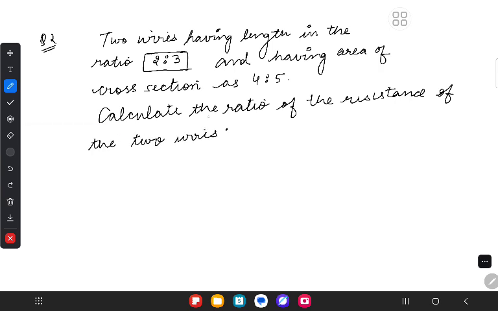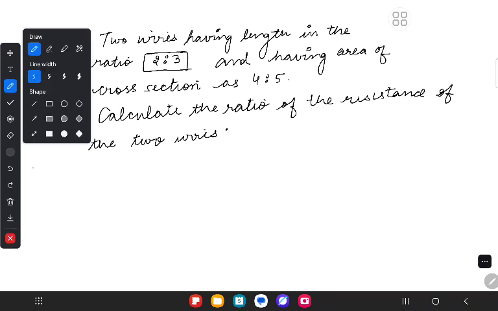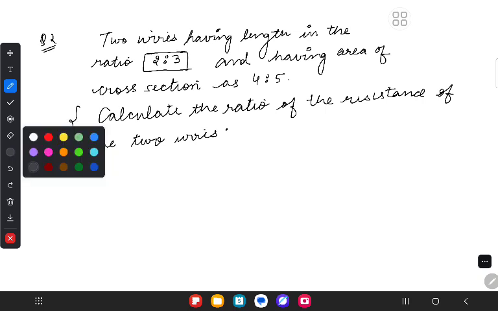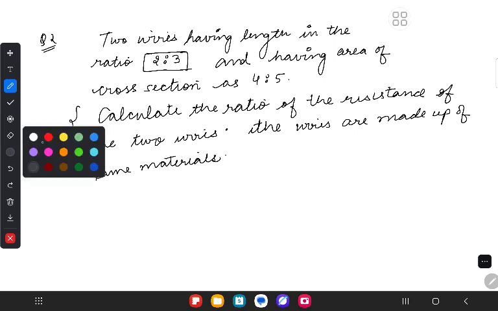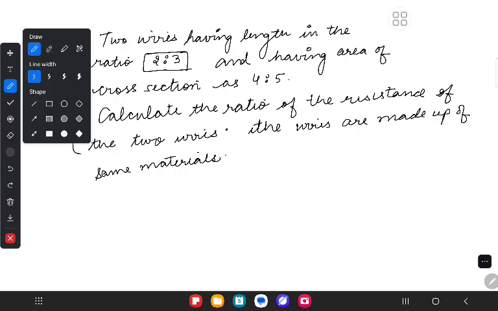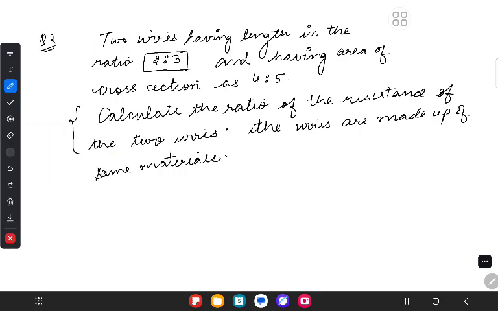Provided the condition is what? The condition is that the wires are made up of the same material. Are we understanding? So if the wires are both made up of the same material, that's the part. Are we understanding?